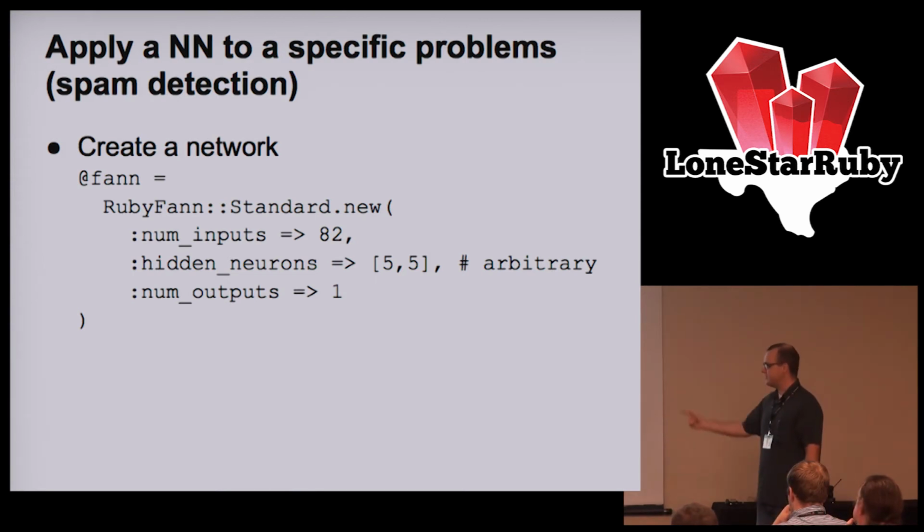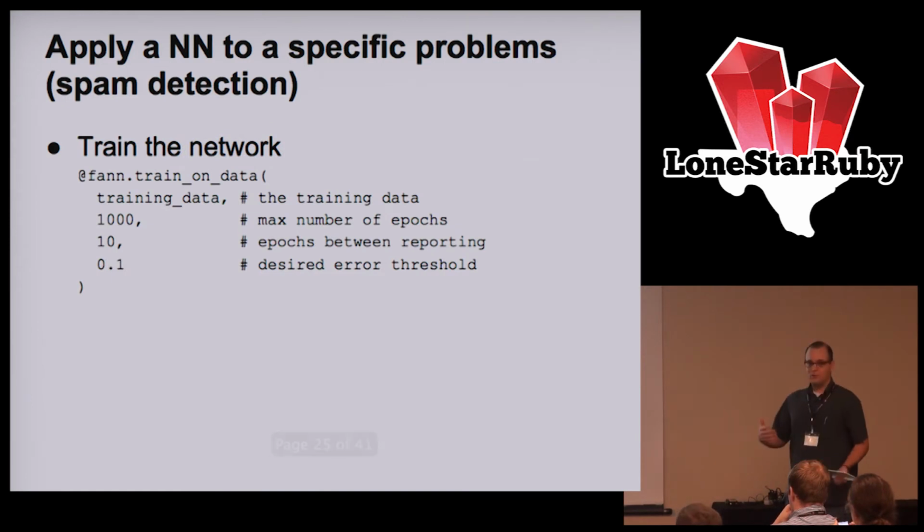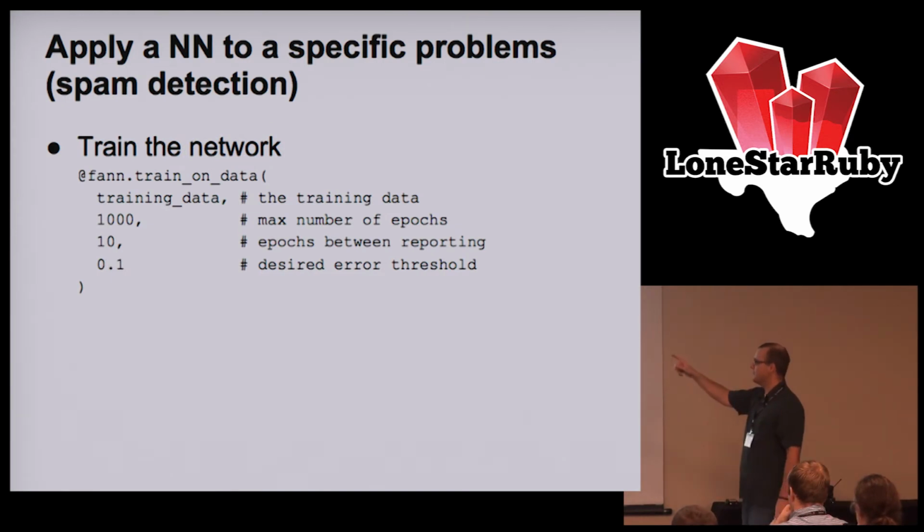And in this particular example, there's only one output. Was it a spam or not, right? So that just creates the structure of our network. It still doesn't know anything. So we train it, by using our training data from before, we just call this train on data method here.